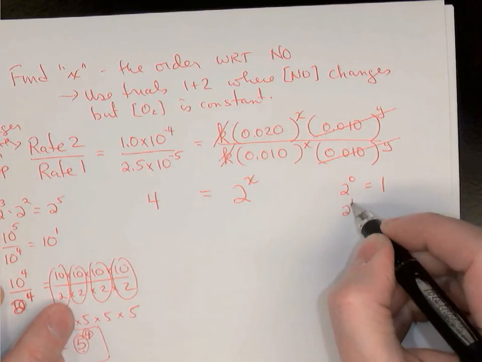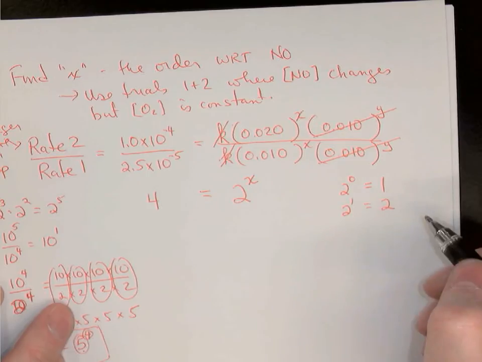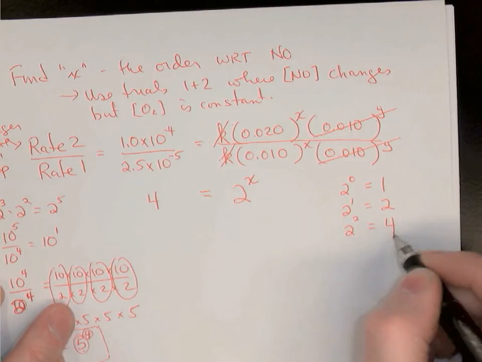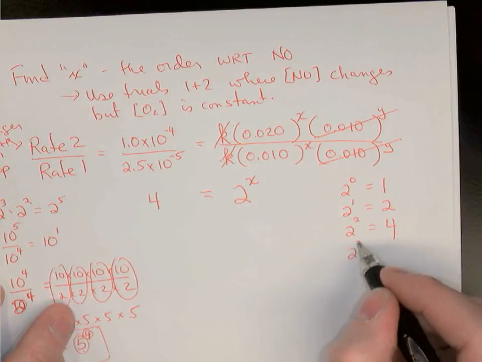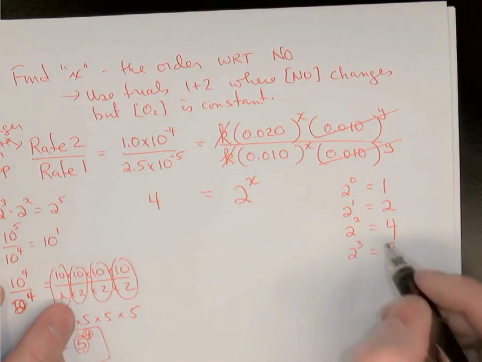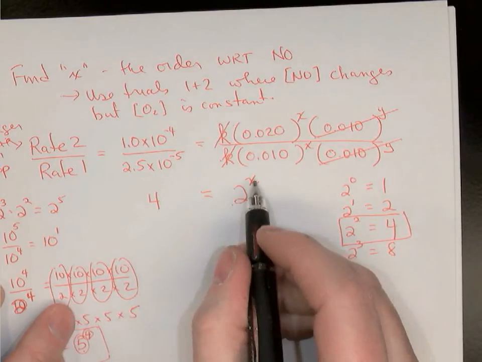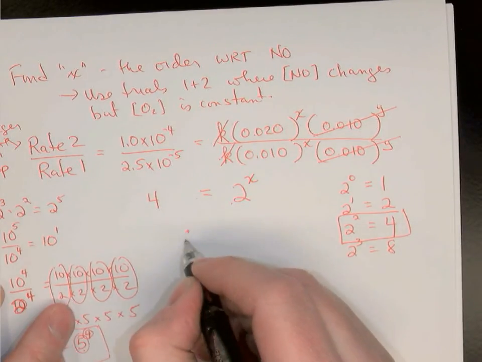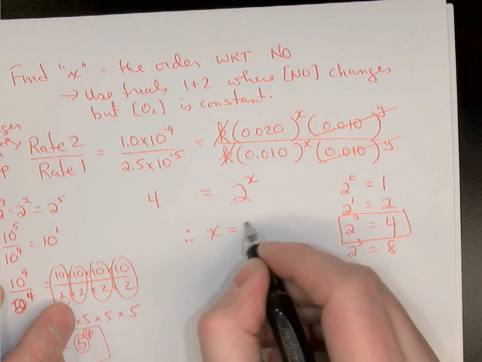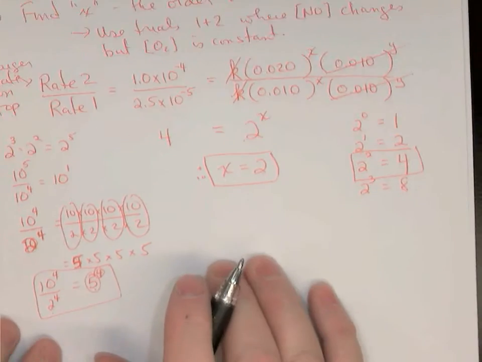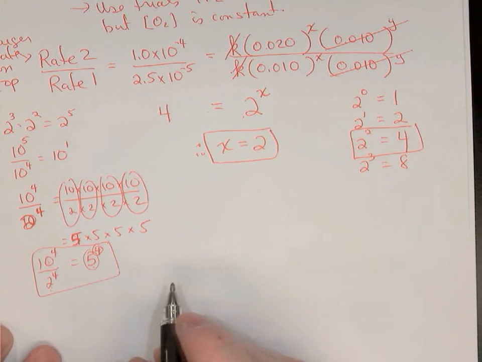2 to the power of 1 is 2, that's still not going to work. 2 to the power of 2 is 4, and that's the one we want. And of course, 2 to the 3 is 8, and we can keep playing that game, but this is the one that we want. 2 to the power of x equals 4, therefore x is equal to 2, because 2 squared is 4.